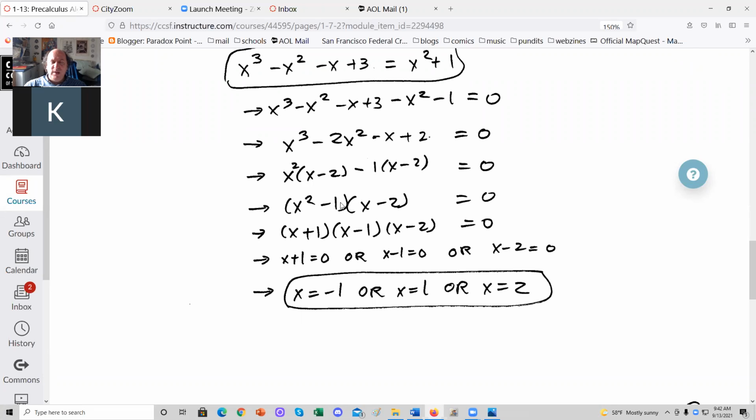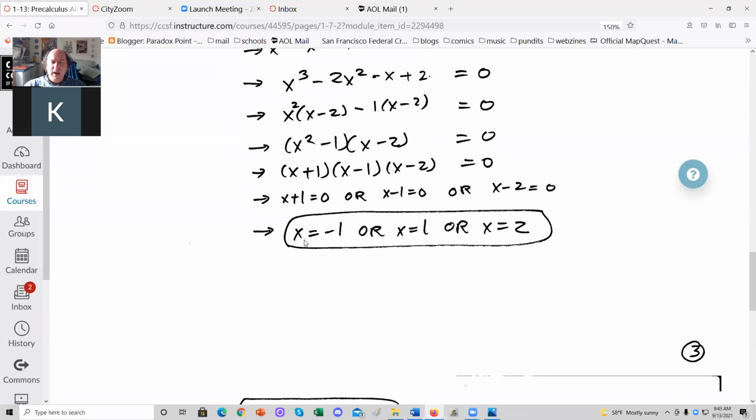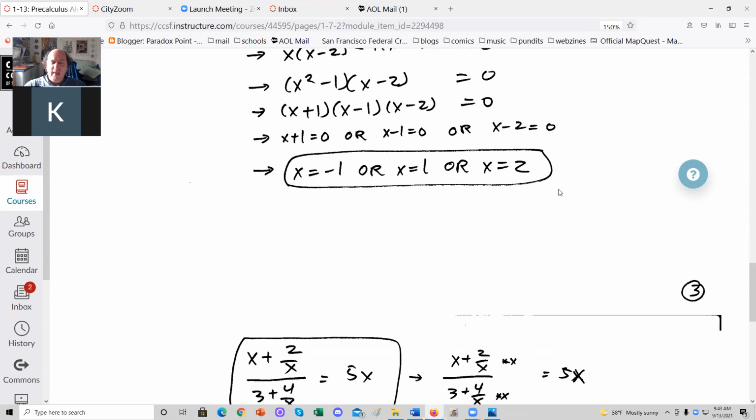x squared minus 1 is a difference of squares, x squared minus 1 squared. So we factor it into sum times difference. (x plus 1) times (x minus 1), and then don't forget the x minus 2. Product equals 0. So one of these 3 factors is 0. x plus 1 is 0, or x minus 1 is 0, or x minus 2 is 0. And after one brief transposition, x is negative 1, or x is 1, or x is 2, and we are done. These are the 3 solutions to this.